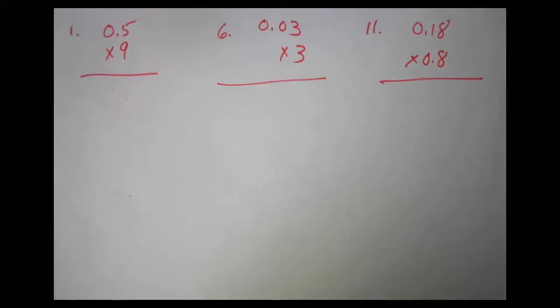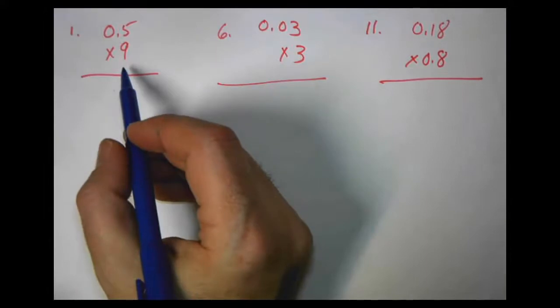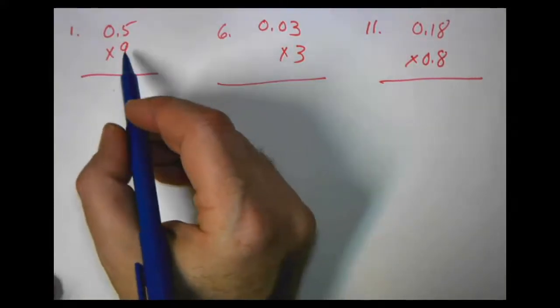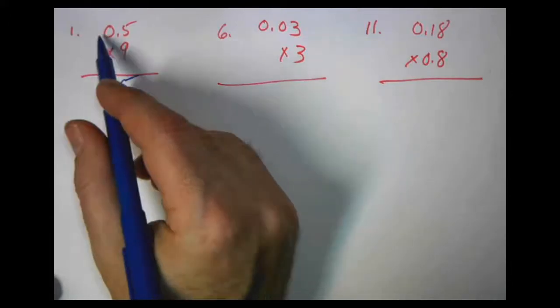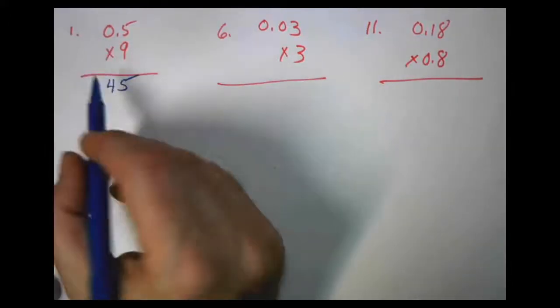Okay, there's no new vocabulary to introduce in section 4.4. The concept is to multiply decimals. And how I like to teach this is just simply do regular multiplication. 9 times 5 is going to be 45. 9 times 0 is 0, so we don't really need to do anything.